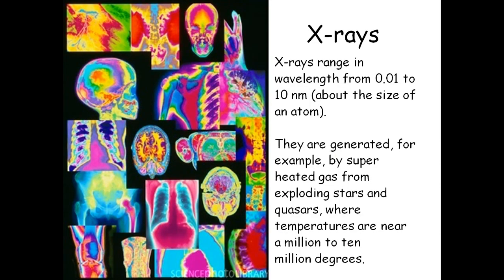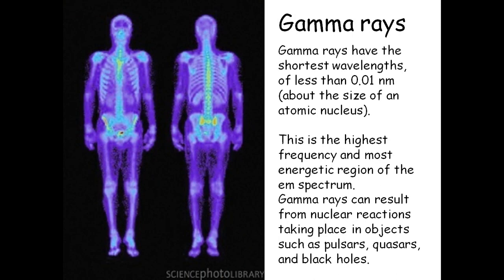X-rays. X-rays range in wavelength from 0.01 to 10 nanometer. They are generated, for example, by superheated gas from exploding stars and quasars where temperatures are near a million to 10 million degrees.